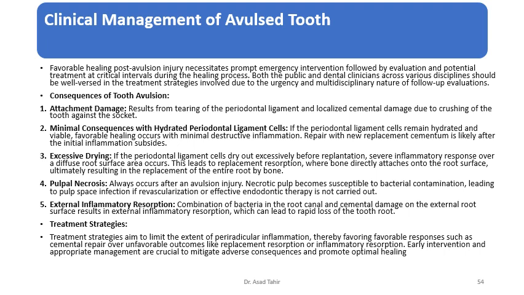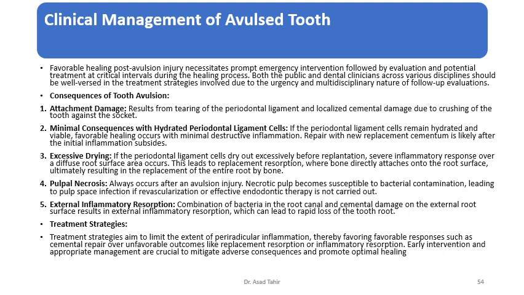Consequences of tooth avulsion. Attachment damage results from tearing of the periodontal ligament and localized cemental damage due to crushing of the tooth against the socket. Minimal consequences with hydrated periodontal ligament cells. If the periodontal ligament cells remain hydrated and viable, favorable healing occurs with minimal destructive inflammation. Repair with new replacement cementum is likely after the initial inflammation subsides.